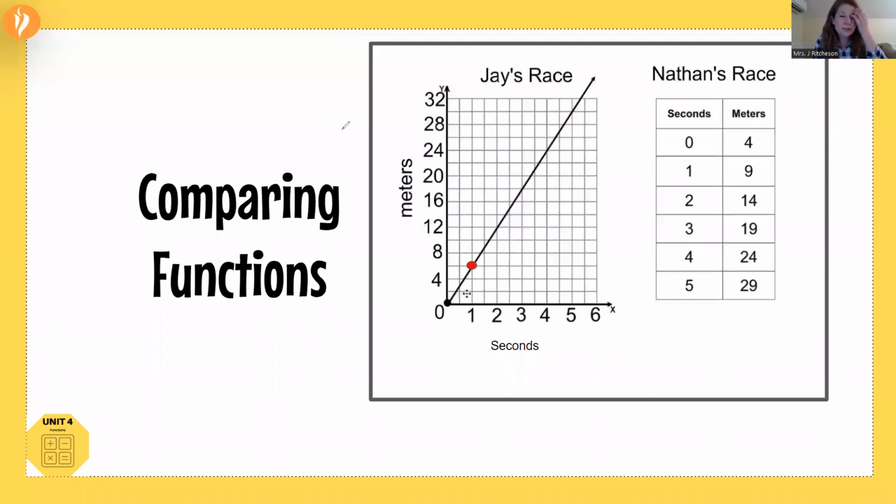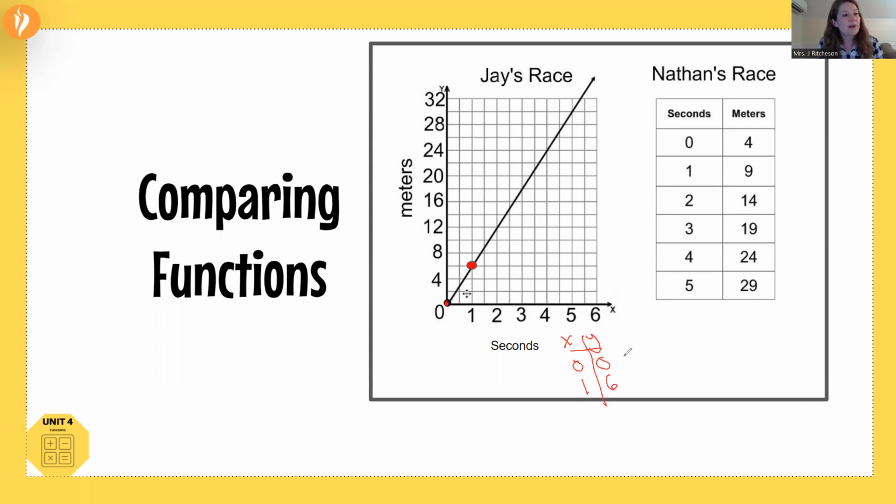All right, so we're going to start here on this very first page. We're going to compare these two functions. One thing we can do is take these ordered pairs and create a t-chart so that we can compare them easily, since this one is also a t-chart. So what is this ordered pair right here? It's 0, 0. And then this ordered pair right here is 1, 6.